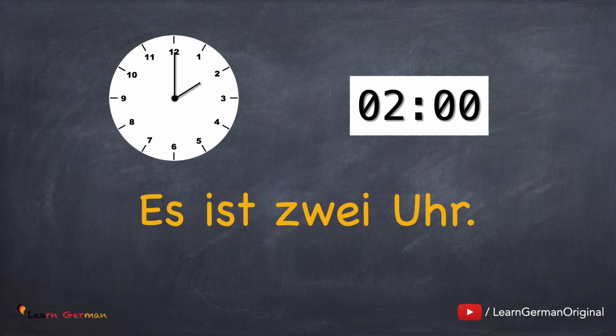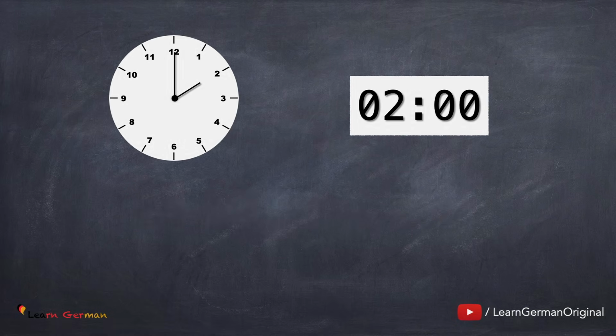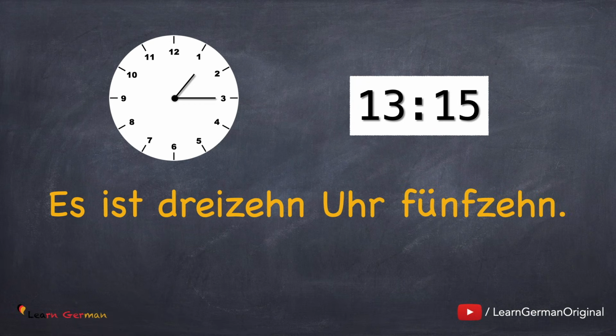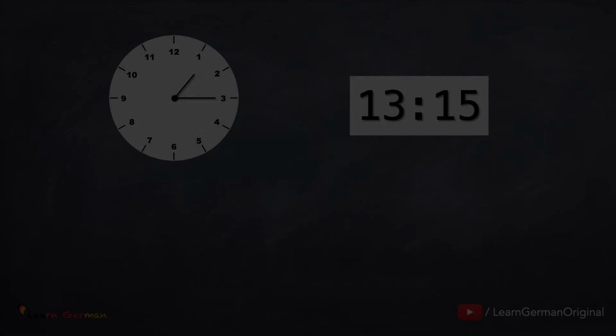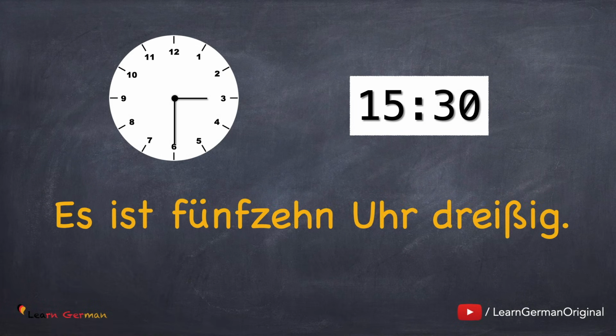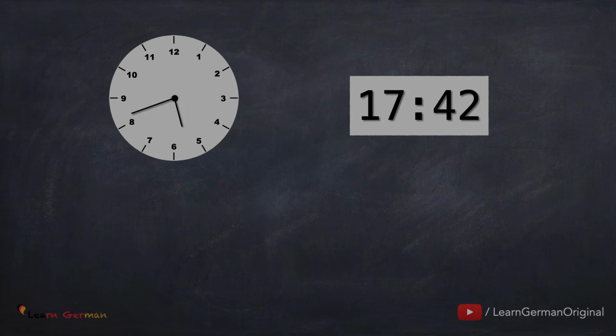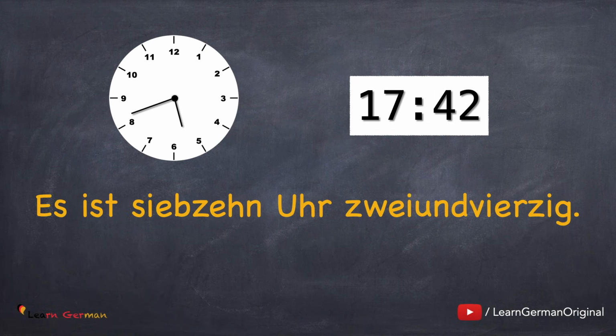Reading out time in the 13th, 14th, or 15th hour would be similar. For example, es ist 13 Uhr 15. Or another example, es ist 15 Uhr 30. Es ist 17 Uhr 42. In the case of official time, all you have to do is read out each and every hour and minute.